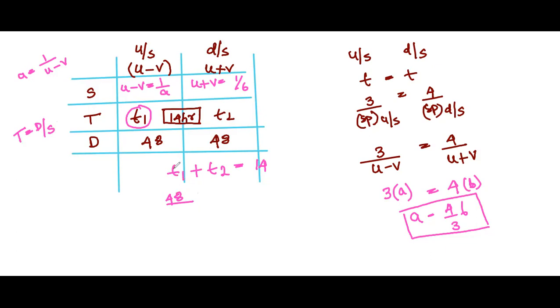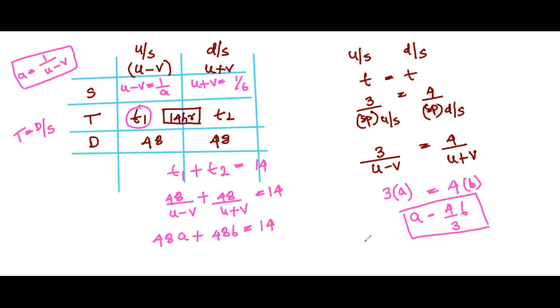Speed is nothing but u plus v. So here 48 divided by u plus v is equal to 14, and we know that 1 whole divided by u minus v is equal to a. So therefore I can write it 48a plus 48b is equal to 14. Let's call this equation 1.